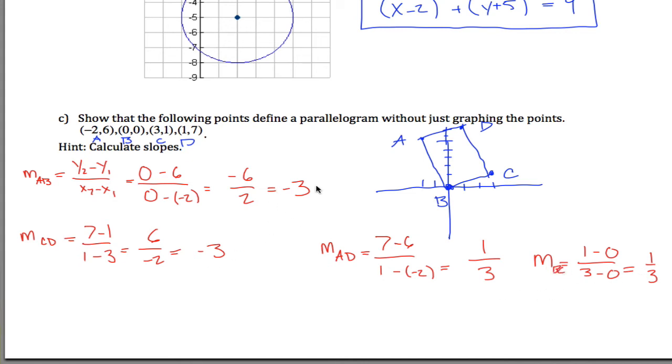What I just showed is I have two sets of parallel lines. So does this define a parallelogram, or show that it does? I guess I already knew it did. Yes, it does, because I have two sets of parallel sides.